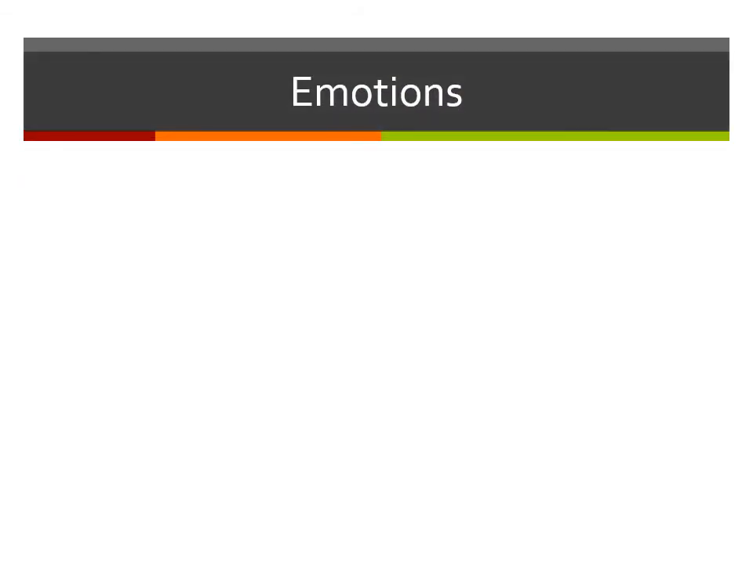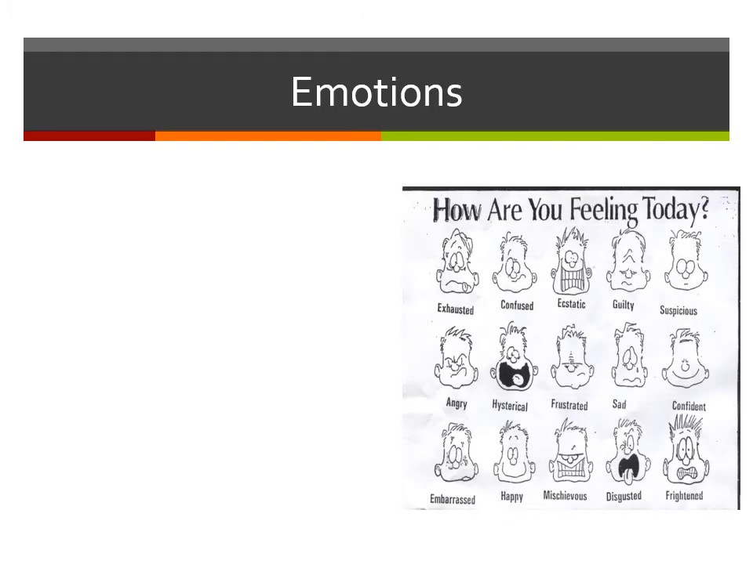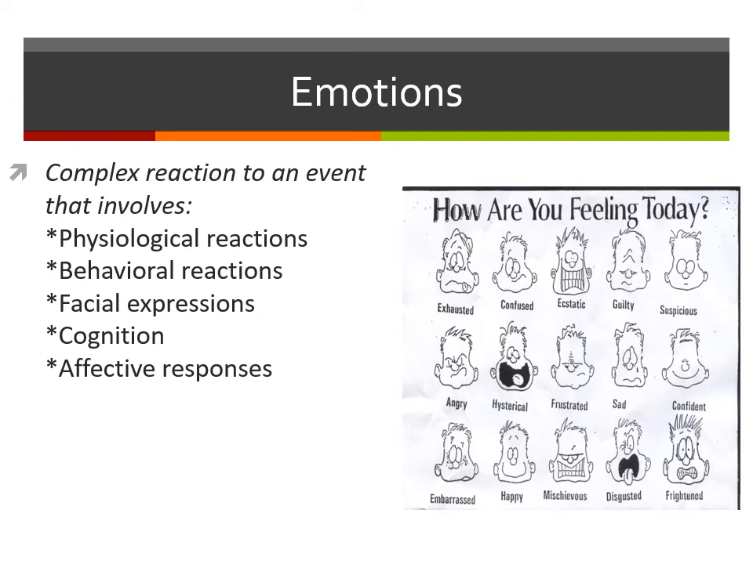All right, now we're moving on to emotions. So emotion is a complex reaction to an event that involves physiological reactions, behavioral reactions, facial expressions, cognition, and affective responses. So think of a situation that brings up an emotion. How do all these things fit in?